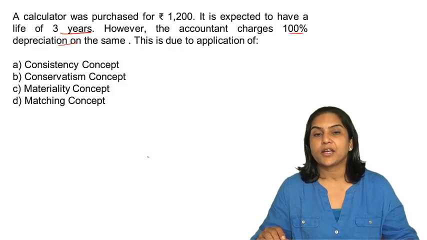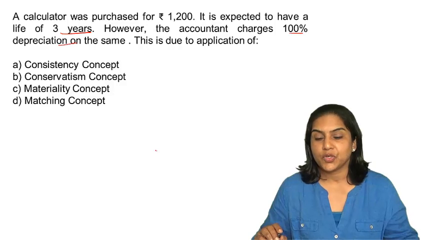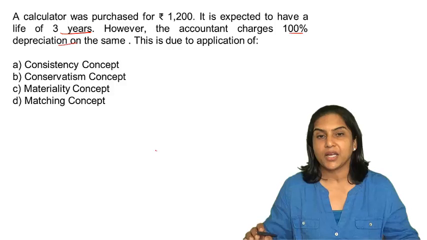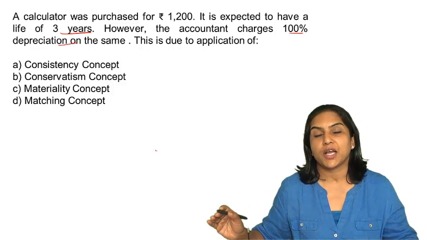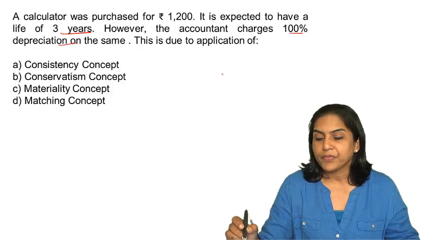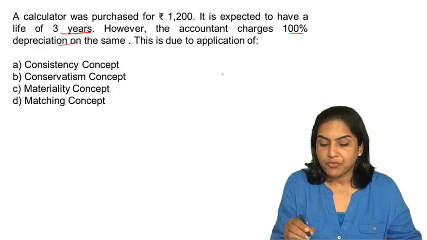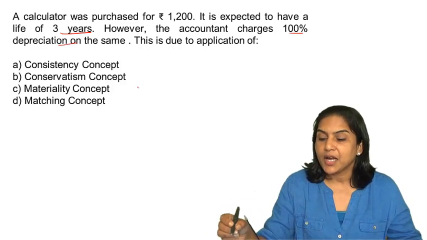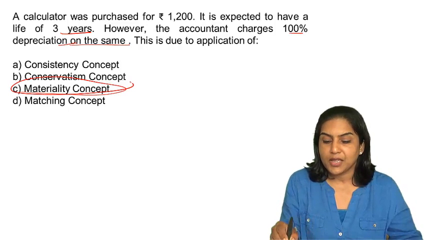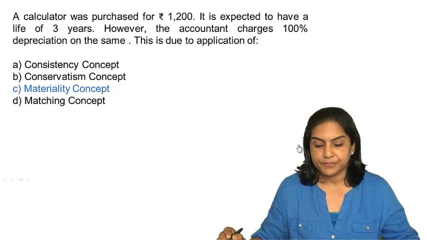The calculator was purchased and expected to have a life of 3 years. So if an asset is purchased, it's supposed to have a life of 3 years. Usually, we would spread the cost of the calculator over a period of 3 years. However, the amount is too small, and therefore, because of the materiality concept, the accountant would charge 100% depreciation on the same. The concept followed here is the materiality concept.